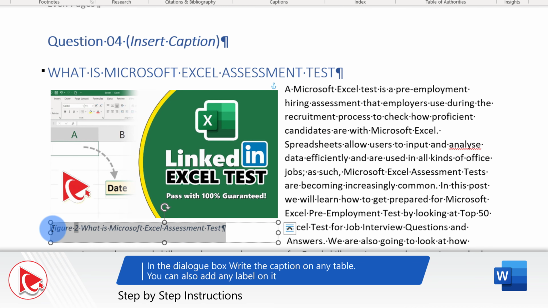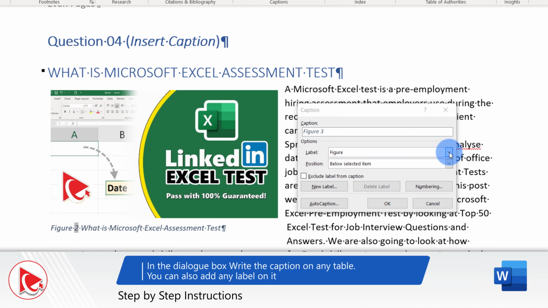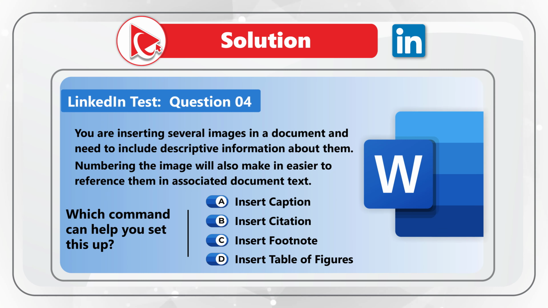One tip I would like to share with you. In addition to the caption, you can also add or change the label, and the choices for the labels are equation, figure, and table. On top of this, you can also change the position of the caption, and the choices available are above selected item or below selected item.